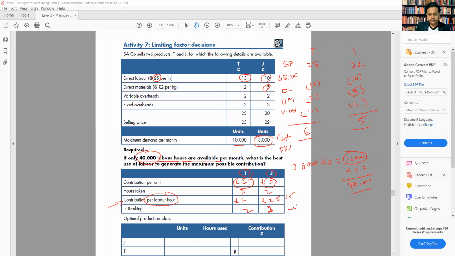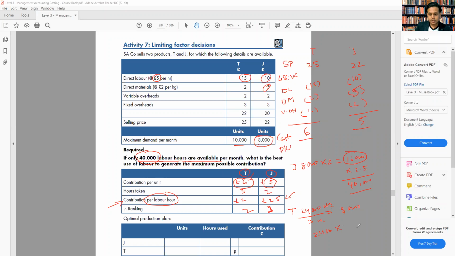So T. We have 24,000 hours, divide by 3. That will tell me we can make 8,000 units. 24,000 hours we have, and every unit takes 3 hours, so we can make 8,000 units. And each hour, the contribution is how much?